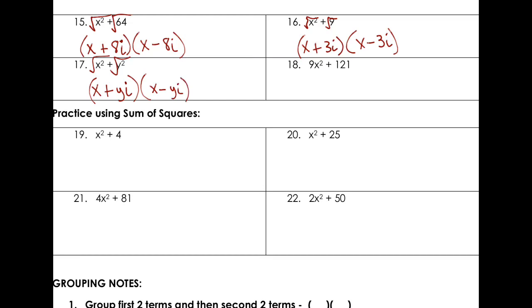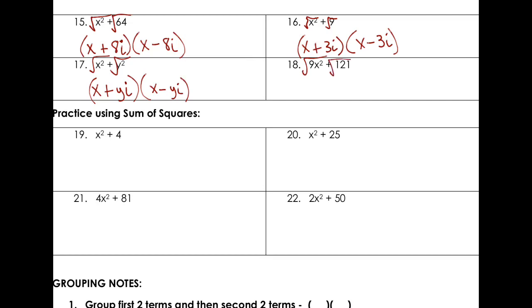And then the last one here that I'm going to go over with you guys is number 18. Again, is there a GCF? So no, there's no GCF. Again, you've got two terms, both perfect squares with addition in the middle. That means we'll have a sum of two squares. Once again, of course, because that's what we're working on.